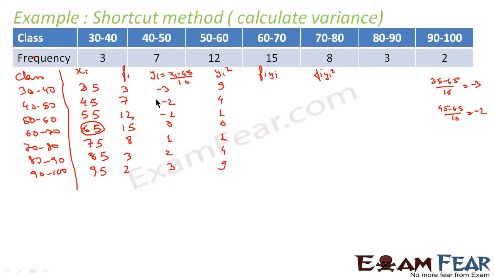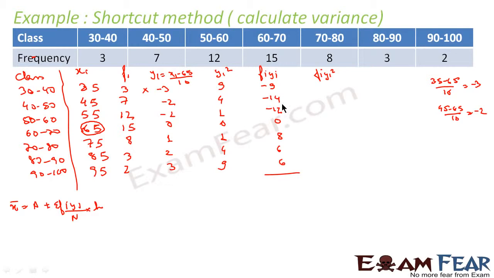We know the formula, I'll show you. The formula for mean is a plus sigma fi yi divided by n, into h. So we need fi yi. So let's find it. We multiply fi into yi. 3 into minus 3 is minus 9. 7 into minus 2 is minus 14. Then 12 into minus 1 is minus 12. 15 into 0 is 0. 8 into 1 is 8. 3 into 2 is 6. And 2 into 3 is 6. So we have got these values.